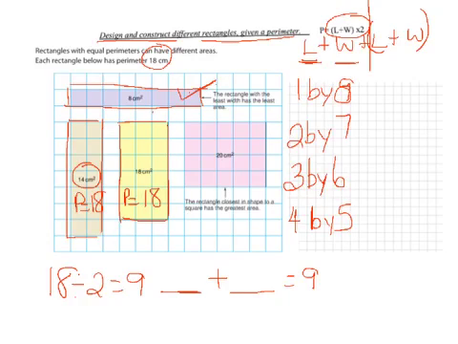Because 4 plus 5 does equal 9. And 4 plus 5 is 9, plus 4 plus 5 is 18. So yes, it does have a perimeter of 18. You'll know you have found all the rectangles for perimeter if you notice this pattern.